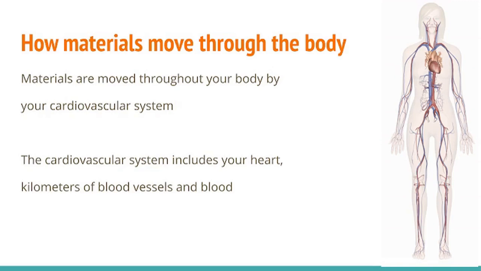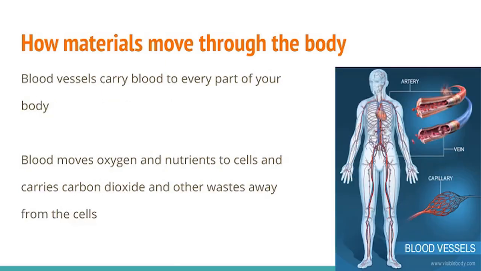Waste like carbon dioxide is brought to the lungs to be released, while other waste is brought to the kidneys to be filtered, and waste can leave the body through the urinary system. Movement of materials into and out of your body occur by diffusion and active transport.